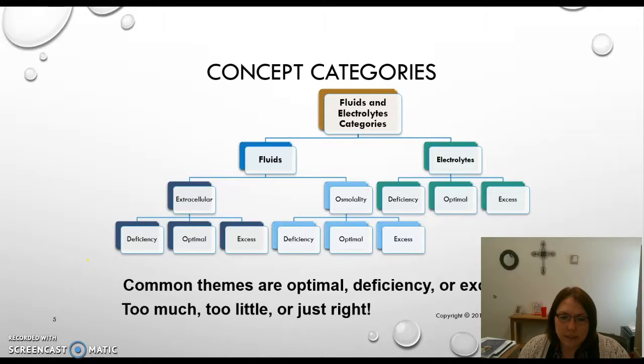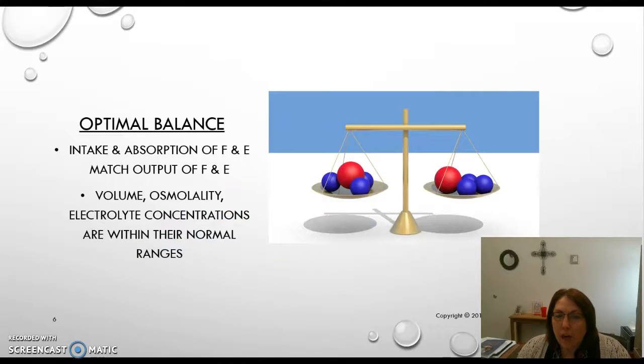So common themes are optimal, deficiency, or excess: too much, too little, or just right when we're dealing with fluids and electrolytes. For optimal balance, we want to have an intake and absorption of fluid and electrolytes so that we have a match. Whatever goes in, comes out. As nurses, we need to do a good job of trying to keep up with intake and output, and really look at things and consider what's going on with the patient.